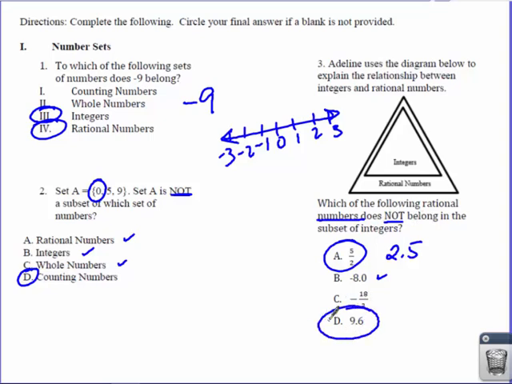So this one is 1. But then we've got this -18 over 3. Well, if you simplify that, what is 18 divided by 3? This is the same thing as -6. So it is an integer. So A and D are the answer choices for this problem.